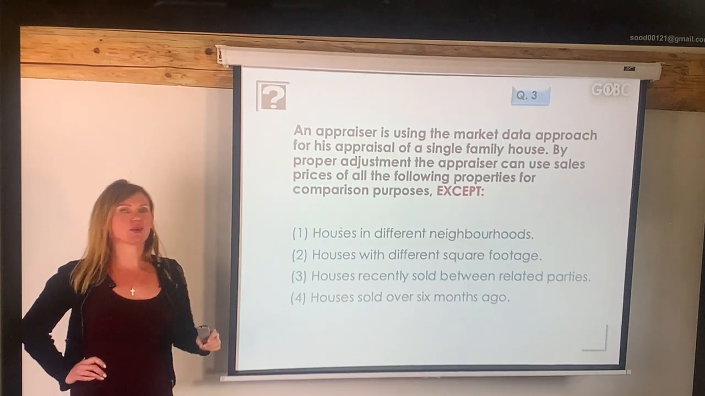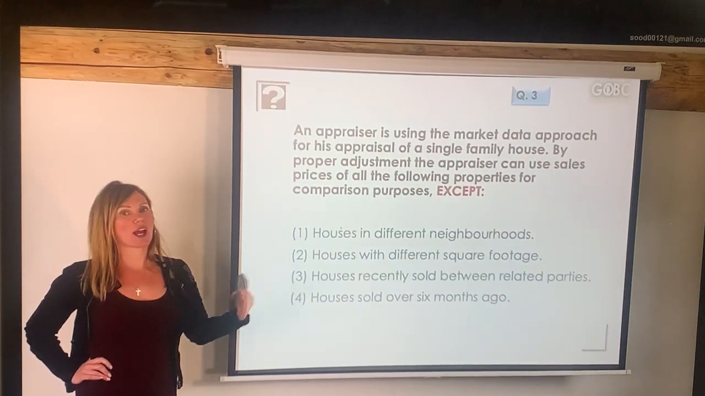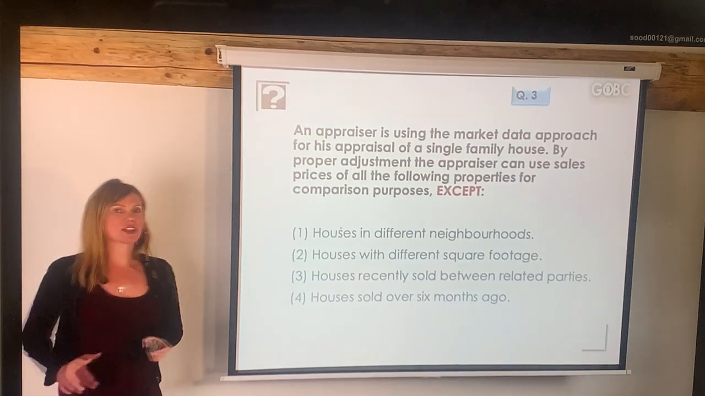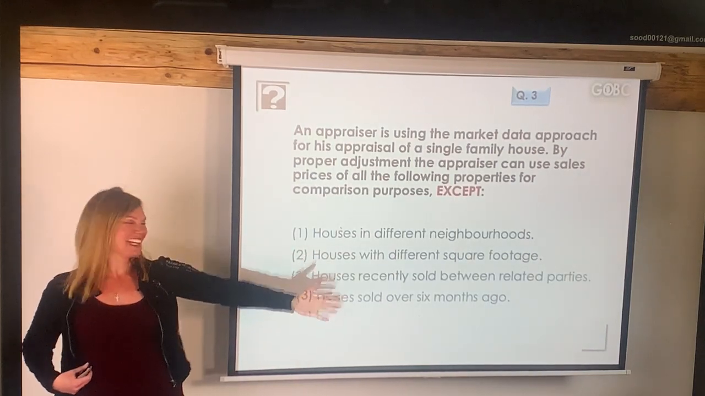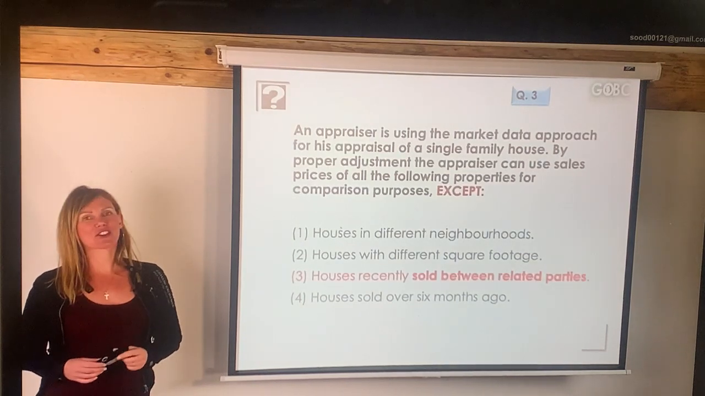I'm saying what you can use. And some people ask, can I use houses from different neighborhoods? If you have nothing in this one, go ahead. But there's one thing that has to jump out at you: what you can never use. Remember this? If that was my mother, and I sold a house to her, that's related parties. So you can never ever use related party sales.